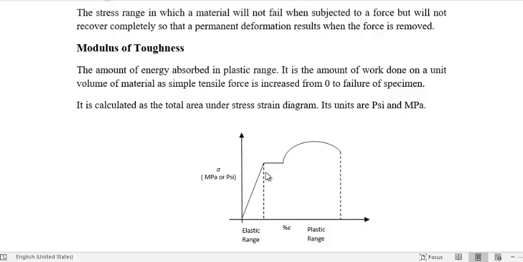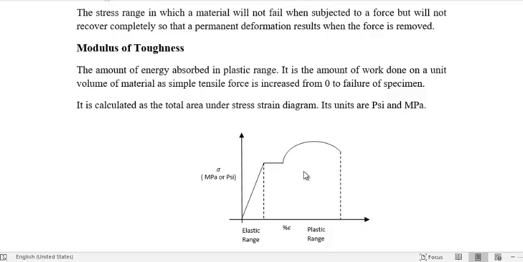After this point, which is the elastic limit, the next range is the plastic range that goes up to the failure of the specimen. Within this range, if we unload the specimen, the material does not come back to its original shape. Rather, there are some residual deformations. So this range is the plastic range and the initial range is the elastic range. The ability of a material to absorb energy in the plastic range is termed toughness, and the total amount of energy per unit volume absorbed by the material in this range is termed the modulus of toughness.